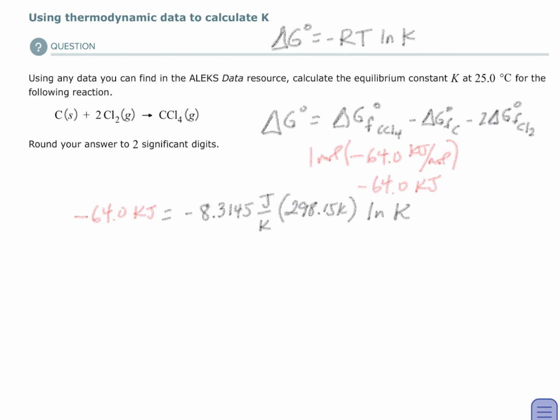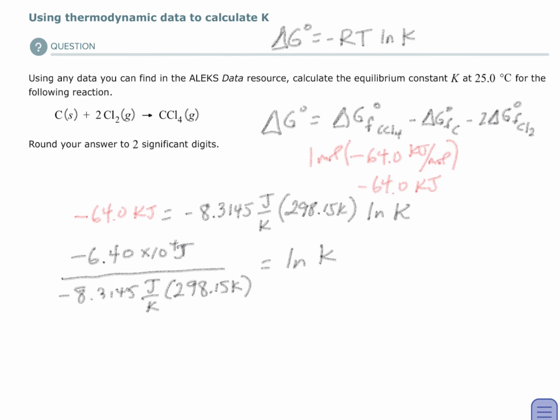So I'm just going to put it in this formula. So I fill out everything I know. I'm going to use the joules over Kelvin gas constant, and then I have to instantly recognize that I've got kilojoules and joules in the same thing. I need to put them both in joules. So I'm going to redo that. So I have 6.40 times 10 to the 4th joules over my gas constant over my Kelvin temperature equals the natural log of my equilibrium constant.